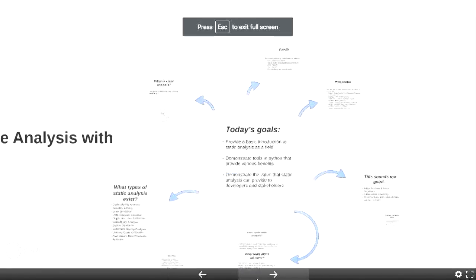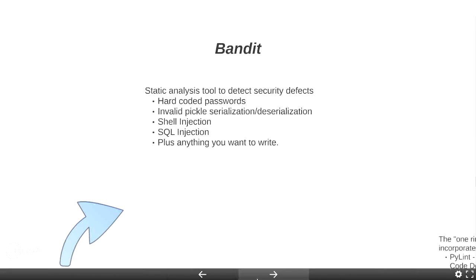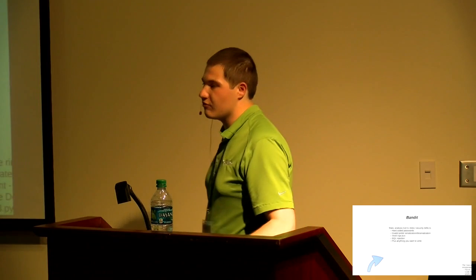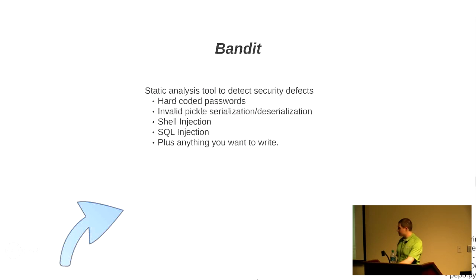So the next tool, if I can load my presentation, is Bandit. Bandit is a tool created for the OpenStack project to do security testing on that. And they open sourced it. It's a security defect tool similar to Coverity if you've worked in Java or .NET. And it can detect things like hard-coded passwords, invalid pickle serialization and deserialization, shell injection, SQL injection, and it has a great plugin system that's very easy to extend. So it's really anything you want to write.